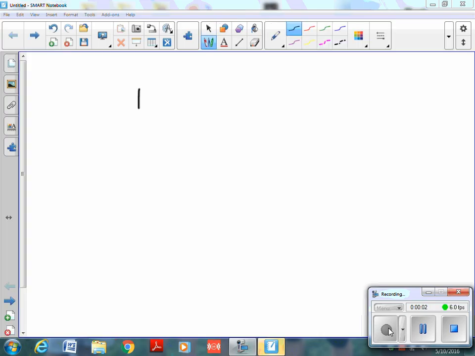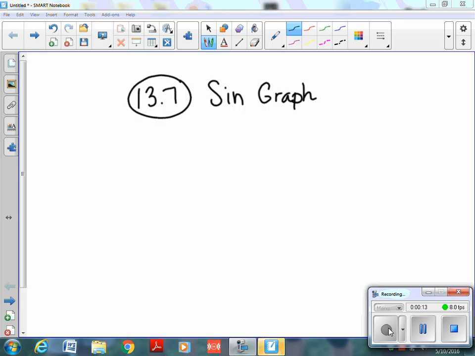Okay, today, 13.7. We're going to learn about the sine graph. Later on, we're going to learn about how to graph a cosine and how to graph a tangent. Okay, so we're going to go back to this unit circle that we learned at the beginning of this chapter.